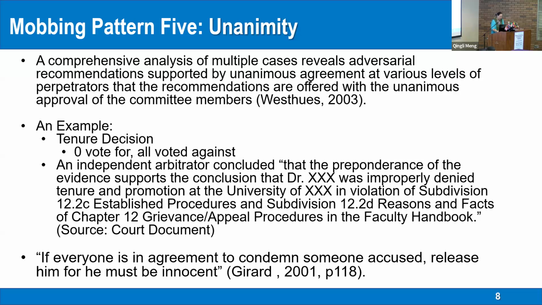The fifth pattern is the appearance of unanimity, where the prevailing belief is that everyone of significance deems the victim unworthy and desires their removal. In a specific case study, the Tenure and Promotion Committee displayed unanimous opposition, with none of the committee members supporting the victim's tenure. Subsequently, the department head, the dean, the provost, the president, and all members of the board of regents committee voted against the victim's tenure.